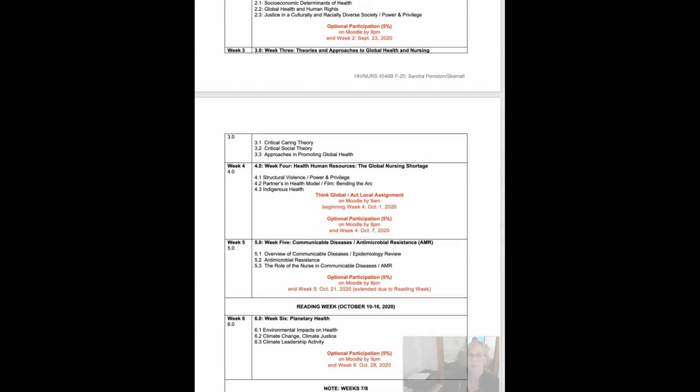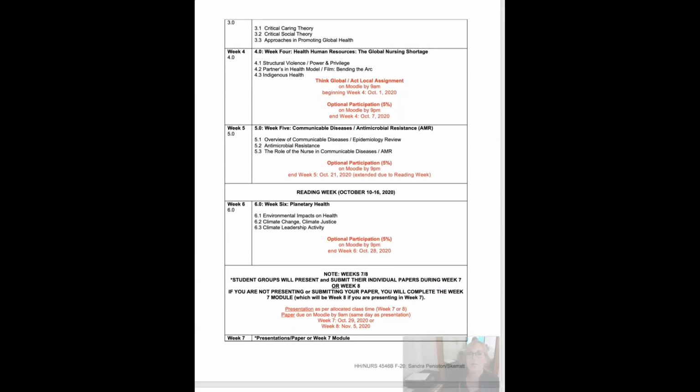I'm not going to go through the whole syllabus in detail, but as you can see, there are different weeks. Week 3, you don't have an option for a participation activity because your Think Global, Act Local paper is due that week. I've combined 2 here because your Think Global, Act Local is due at the beginning of the week, and this is due at the end of the week. Week 5, you'll also have an option to do a participation activity. Reading week is here. When you come back, you have an optional participation for week 6.